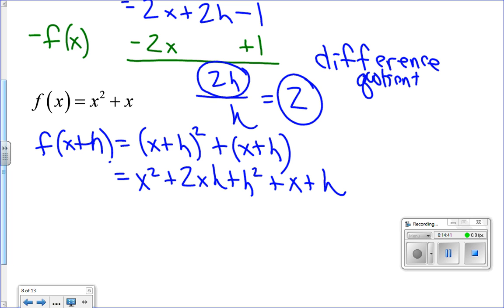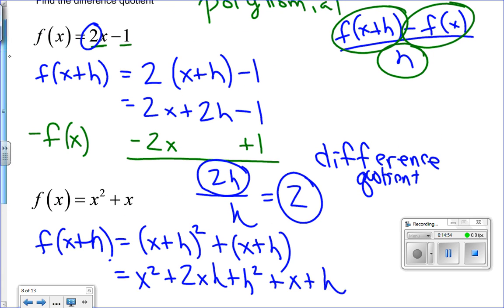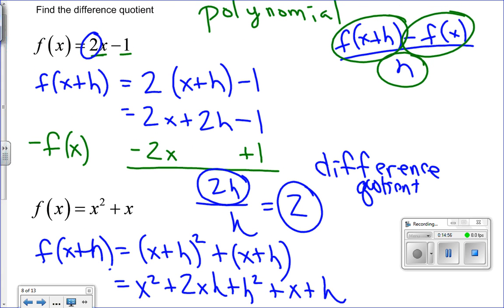Look at these like terms here. Sorry, those aren't like terms. There are no like terms to add. The next thing I'll do is I'll subtract f of x. Once again, I just found this guy right here. I'm going to subtract f of x.